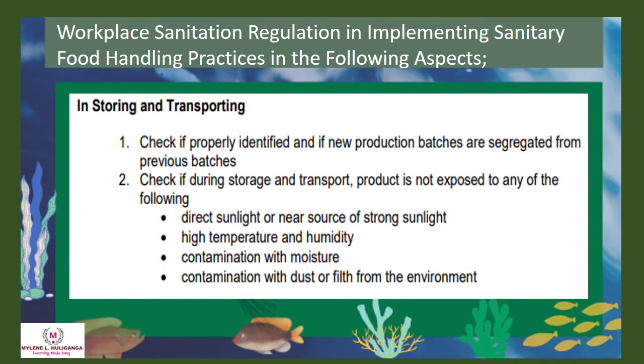In storing and transporting, check if properly identified and if new production batches are segregated from previous batches. Check if during storage and transport, products are not exposed to any of the following: direct sunlight or nearness to a source of strong sunlight, high temperature and humidity, contamination with moisture, and contamination with dust or filth from the environment.